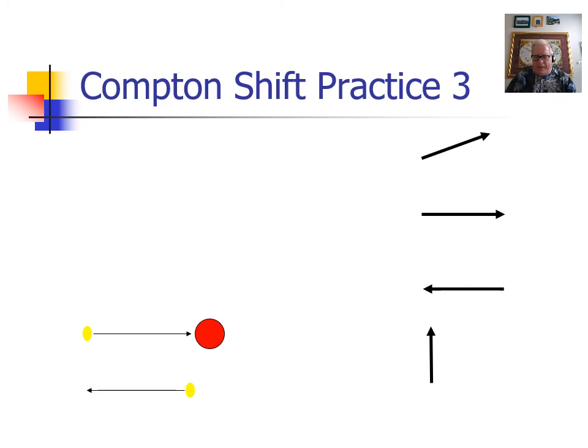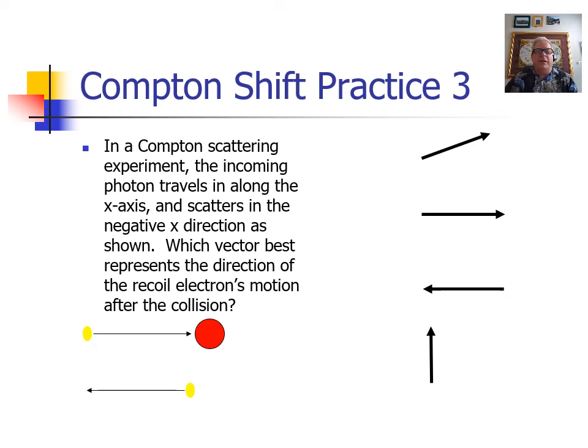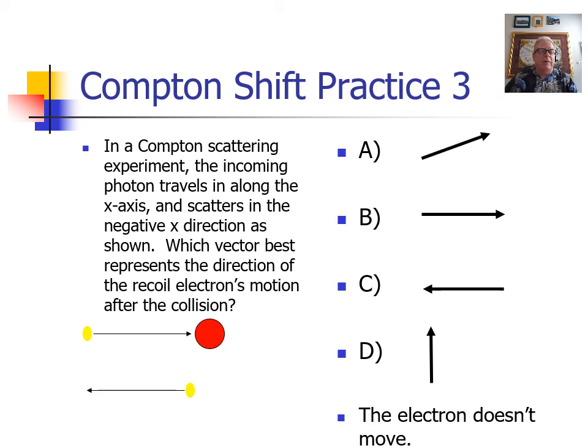Here's one that you should be able to answer without doing any calculations. We'll take a look at this. In a Compton scattering experiment, the incoming photon travels in along the x-axis and scatters in the negative x direction as shown. Which vector best describes the direction of the recoil electron's motion after the collision? Is it A, B, C, or D? Well, I think it's pretty clear from conservation of momentum that if the change in momentum of the photon is in the negative x direction, the change in momentum of the electron must be in the positive x direction.